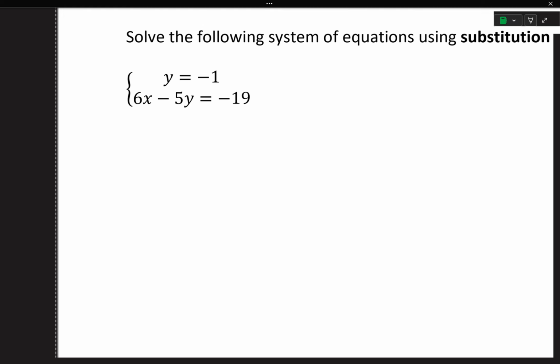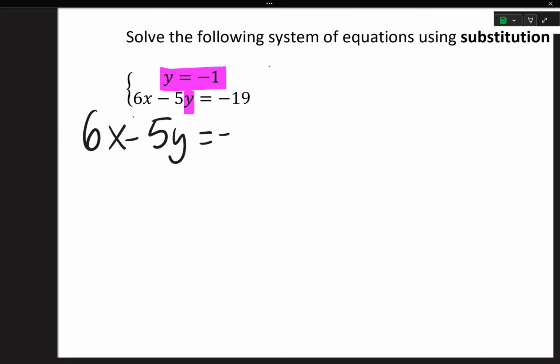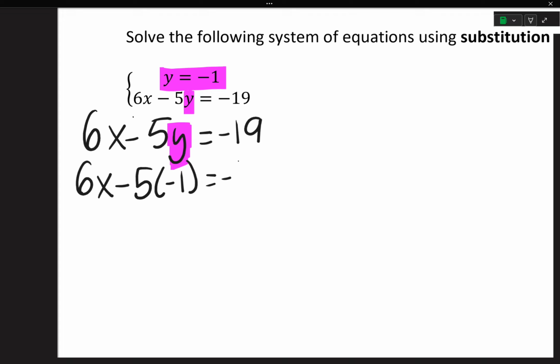The first thing we have to do here is determine which variable we are going to substitute. The way I do that is I see where a y equals or x equals already exists. Right here. That means I can take y and substitute it into that second equation. So instead of 6x minus 5y equals negative 19, I'm going to take y and substitute negative 1 into it.